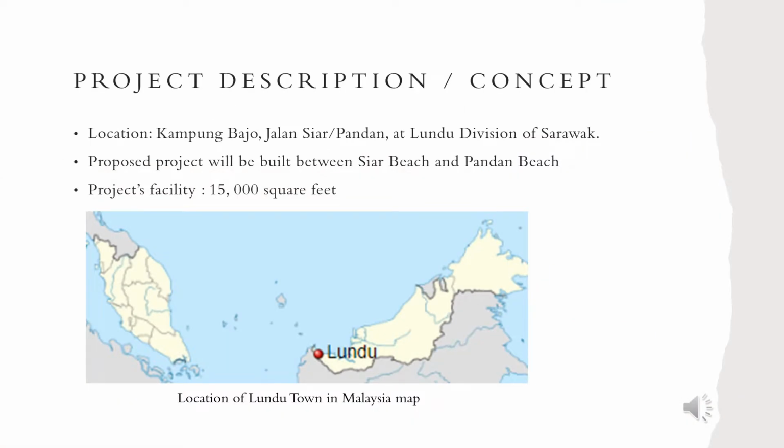The proposed project is located at Kampung Bajo, Jalan Sia Pandan at Lundu Division of Sarawak. Lundu is a town with low population but a big area in Sarawak. There are two popular beaches in Lundu, which are Sia Beach and Pandan Beach. The proposed project location will be built in between these two beaches. Meanwhile, the project's facility is built in 15,000 square feet.